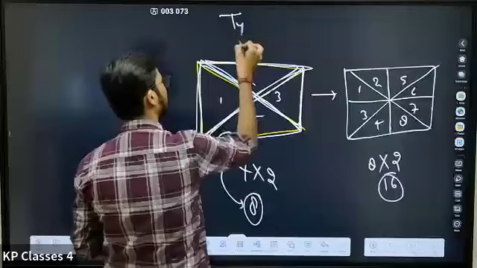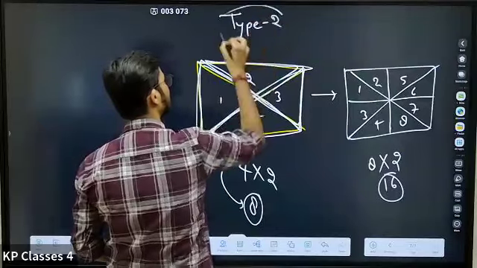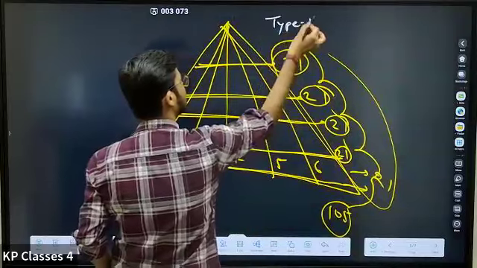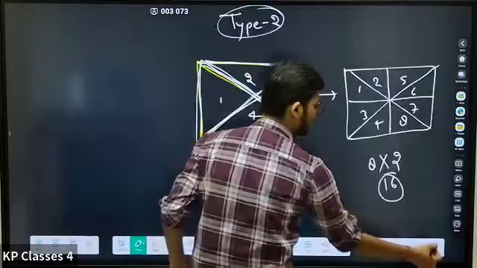This is type 2 in counting of triangles. Type 2. That previous one was type 1. Let's talk about type 3.